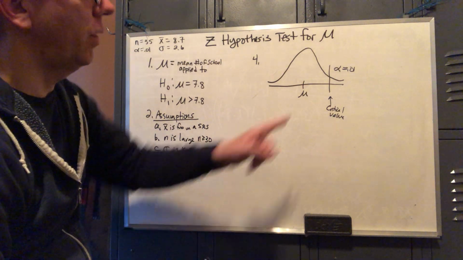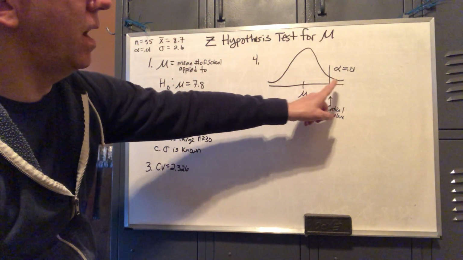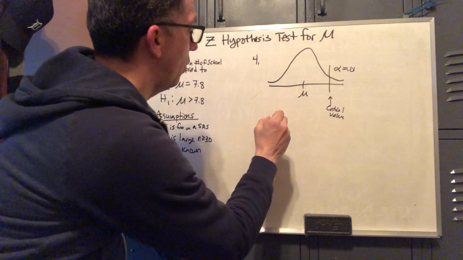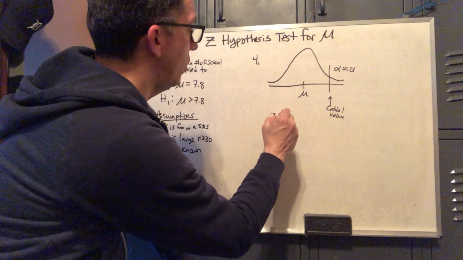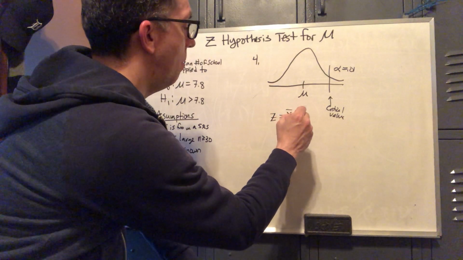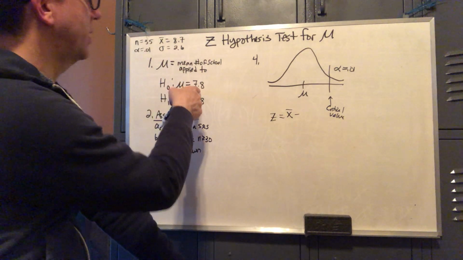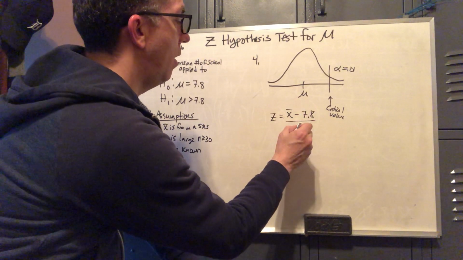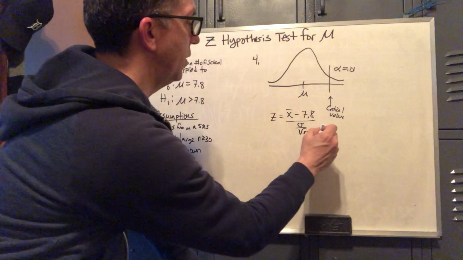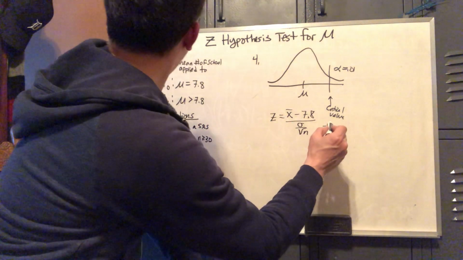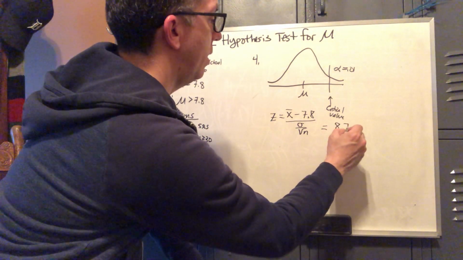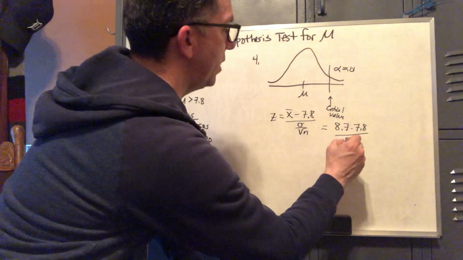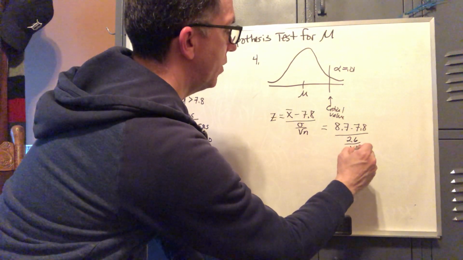So anything on this side of the critical value, we reject. Anything on this side, we do not reject. So the math behind that is actually a z-score. So z equals our x bar minus our hypothesized mu. That's 7.8. I'm going to write that in. That's just a standard, 7.8 for this problem. All over sigma over radical n. So those numbers again are 8.7 minus 7.8. Sigma is 2.6, and n is 35.